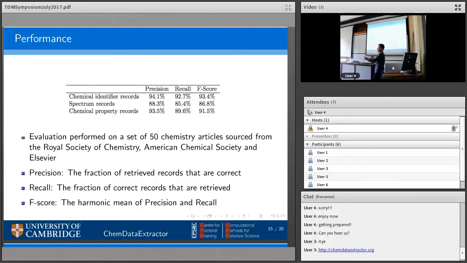records that we actually retrieve, and F-score being a kind of harmonic mean that enables us to get a sort of baseline measure so we can compare different methods. So the results are given in that table, the key line being the bottom line, which is for the total chemical property records, we achieve a precision of something like 94%, which means 94% of the records we retrieve are correct, which is really quite high.